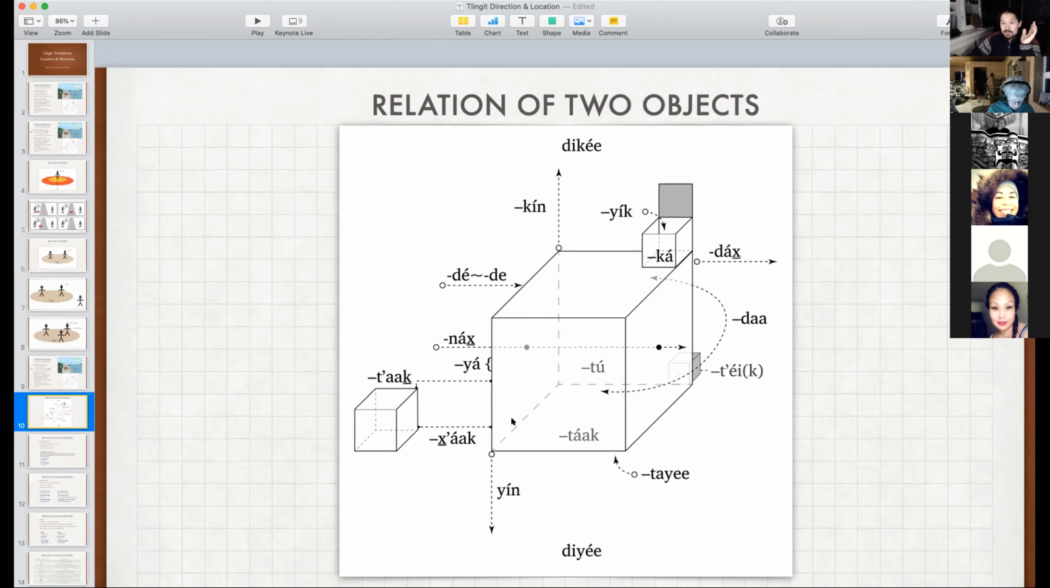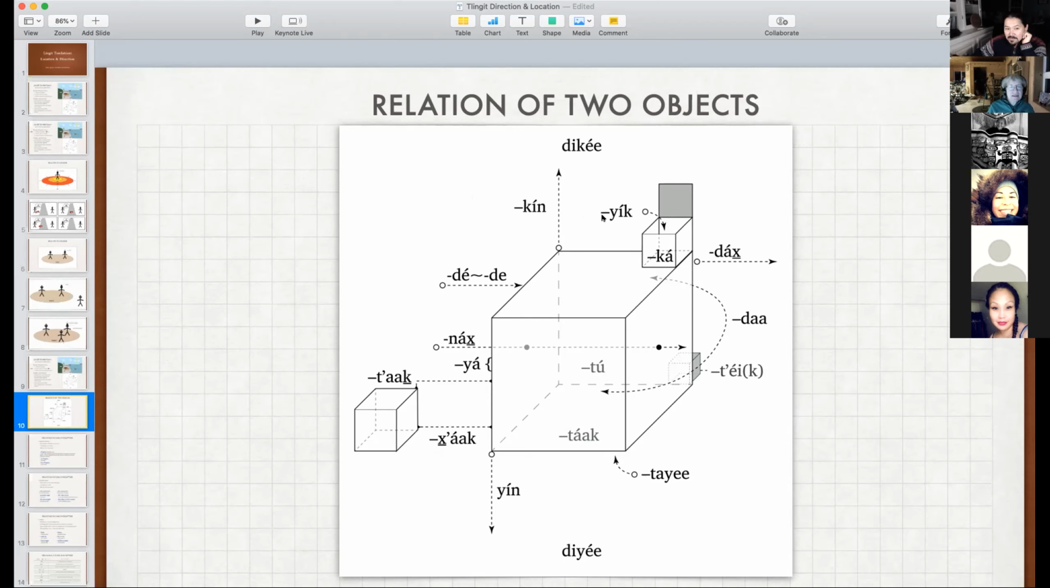So just sort of walking through what this shows you. The ka is above. The yi is down below, like way up high, way down low, just generally above and below. Kin is upwards. Yin is downwards. Oops, that shouldn't have a dash in front of it. Okay. A yik is in a shallow container.